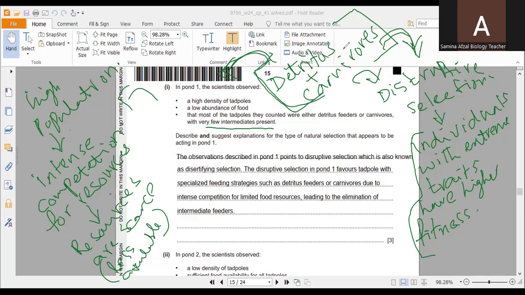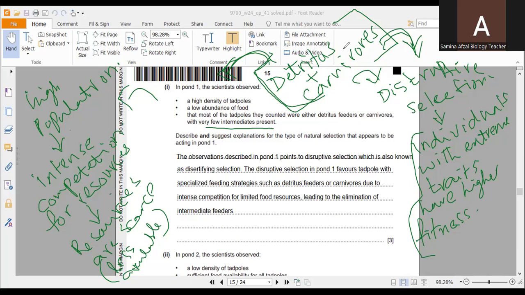And due to these two extreme types of organisms, the tadpoles with intermediate feeding strategies are less efficient, because both detritus feeding and carnivory are higher in number. So this results in a bimodal distribution of feeding types, a high number of detritus feeders and a high number of carnivores, with relatively few in between. So those in between will be very few.